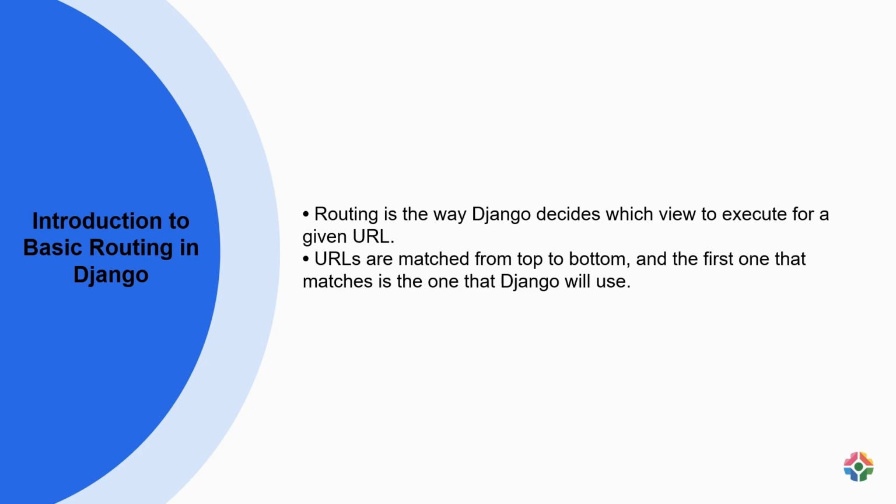For instance, if a website has URLs for example.com/home and example.com/about, Django will choose the view associated with the URL that matches the incoming request, such as example.com/about. This routing mechanism allows Django to efficiently handle incoming requests by directing them to the appropriate view based on the URL pattern provided, ensuring that users are served the correct content for their request.